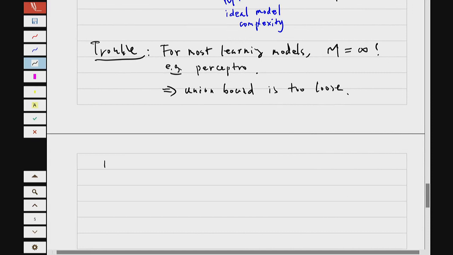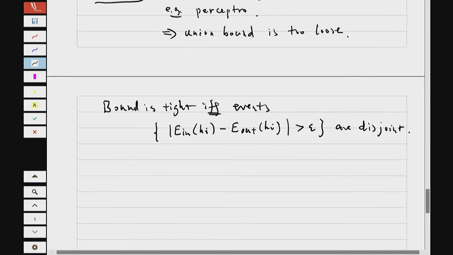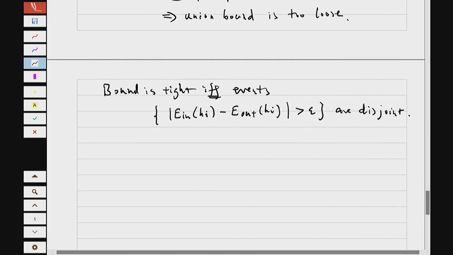So let's look into this. The bound would be tight if and only if the events of this form, E in hi minus E out hi, this distance greater than epsilon, are disjoint. Right? That's just simple probability. If they don't overlap, then you get the sum of the probabilities.